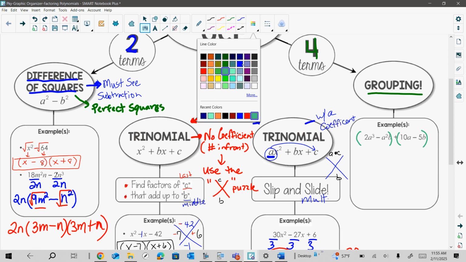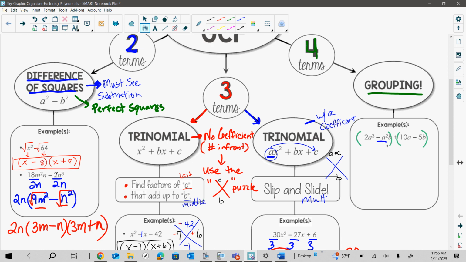All right, so what's our GCF for the first 2 numbers? Yeah, the a squared is what they have in common. So I'm going to bring that out, leaving me with 2a minus b. Then I'm going to do my GCF for the next 2 groups. What do they have in common? The 5, yes. So the 5 is going to be outside the parentheses, leaving me 2a minus b.